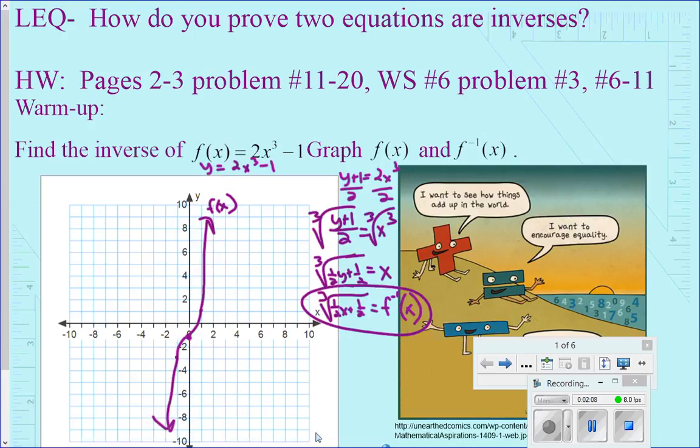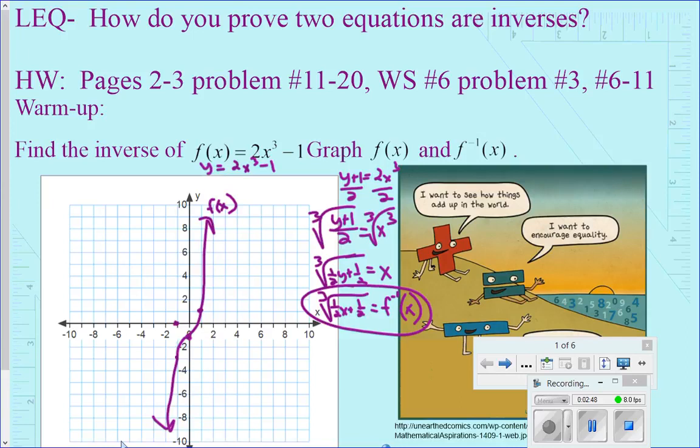Then I can fill in some values for x. I'm going to try negative 1, I think that would be a good one. Negative 1 times 1/2 is negative 1/2. Negative 1/2 plus 1/2 is 0. Cube root of 0 is 0. So negative 1, 0 right there. Next, 1 times 1/2 is 1/2 plus 1/2 is 1. Cube root of 1 is 1. So 1, 1 right there.